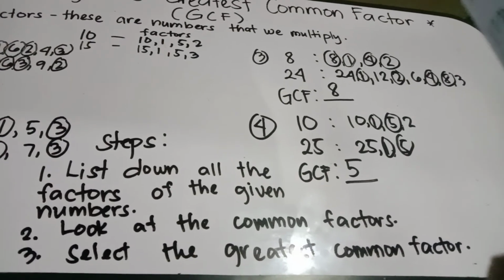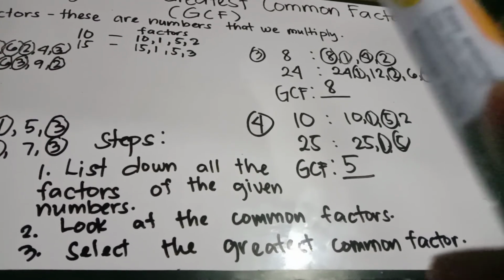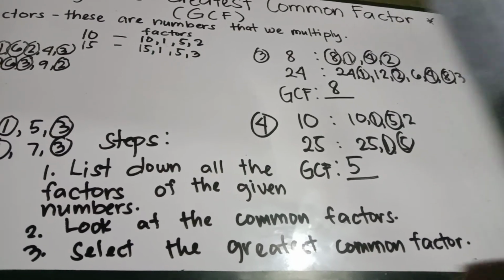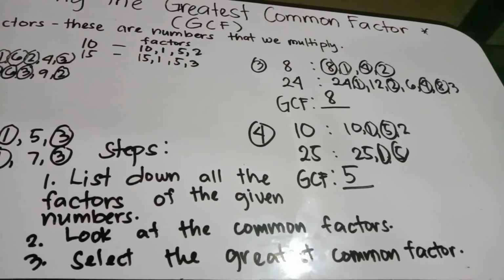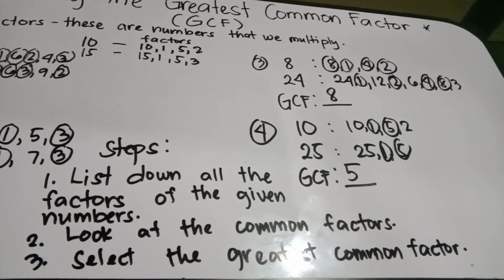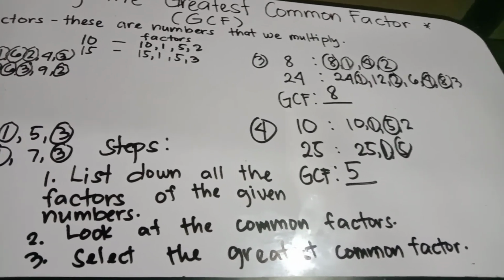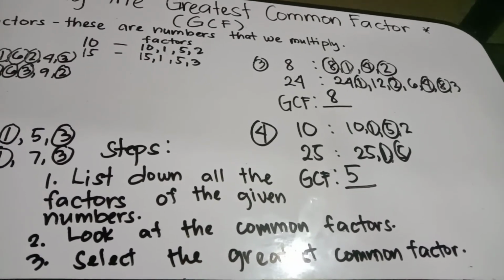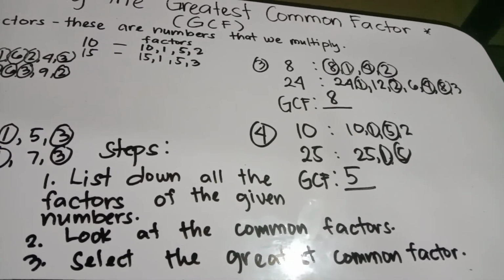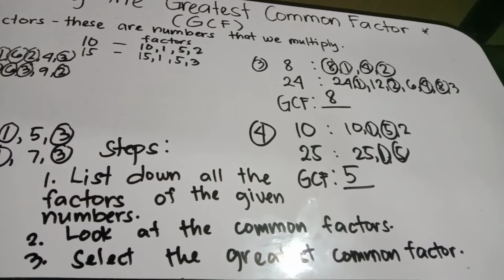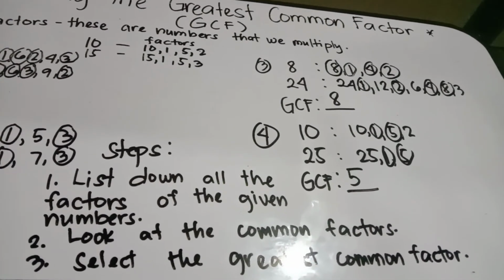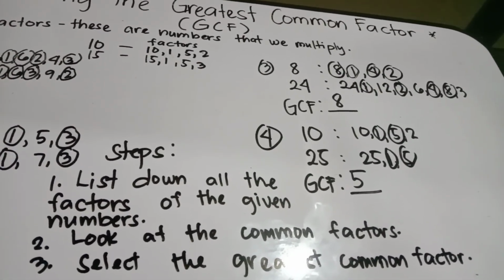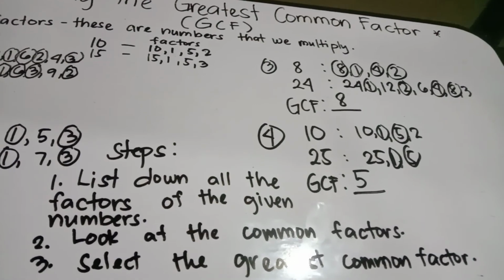Again, kailangan natin yung skill or yung kaalaman na to in finding the greatest common factor kasi gagamitin natin ito when we are going to express our answer in lowest term. Changing fraction to lowest term, you need to find the greatest common factor.